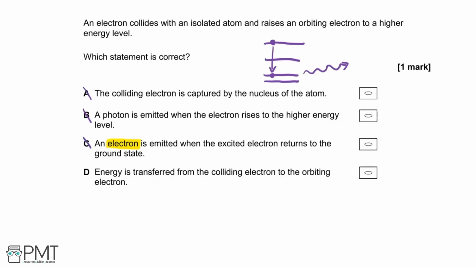Energy is transferred from the colliding electron to the orbiting electron. Well, this makes the most sense because the electron is coming in with kinetic energy. That kinetic energy needs to go somewhere, and it's actually transferred to an orbiting electron, which, as it says in the earlier part of the question, raises it to a higher energy level. So according to the conservation of energy, D has to be correct.